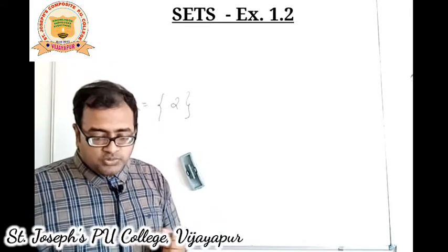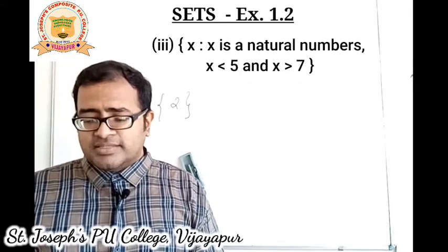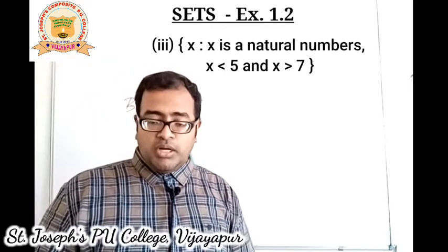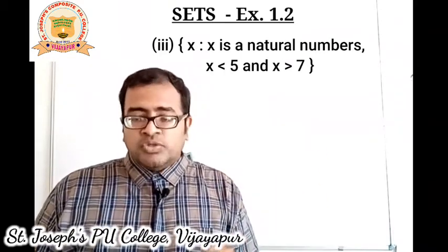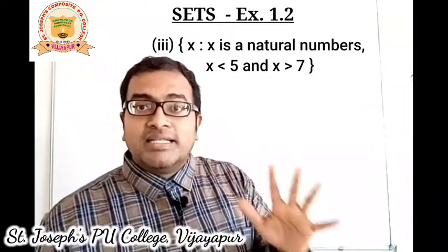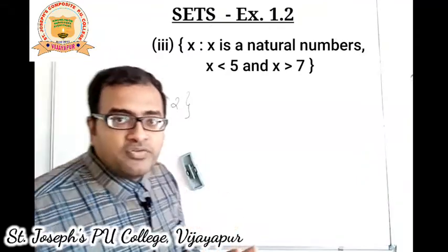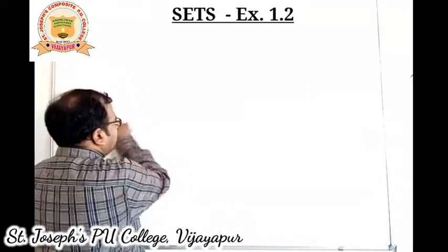Okay. Next one, third one: the set of all x such that x is a natural number. So x belongs to N. You know, 1, 2, 3, 4, 5, 6, like that. x is less than 5 and greater than 7. See, some people get confused. Sir, 6 is the number. No, because see what happens here.